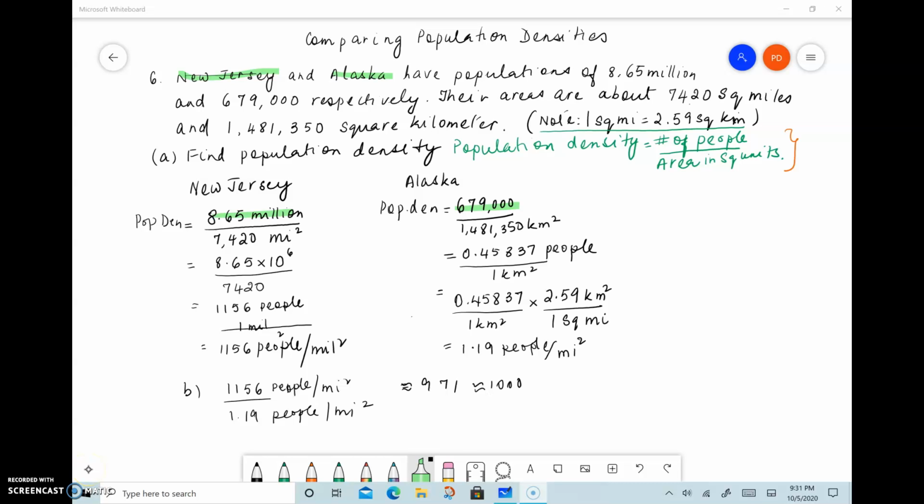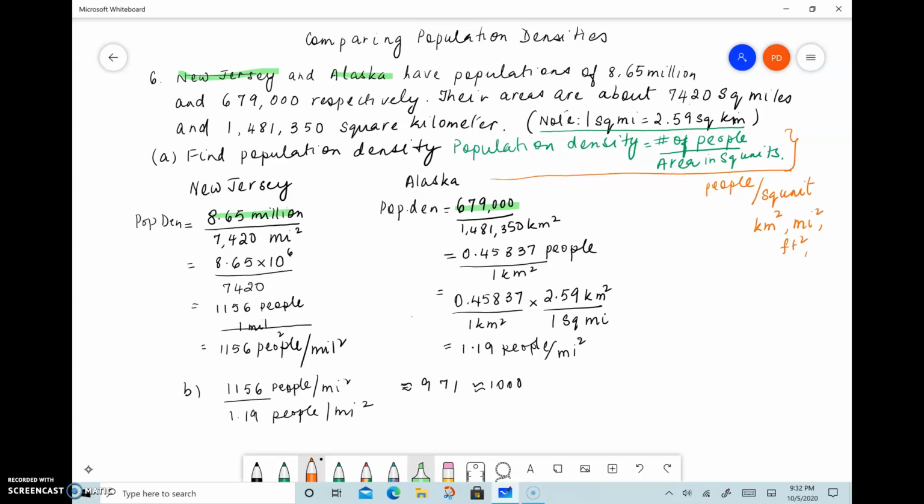In this problem, we are going to compare the population densities of two states. Now, how is population density defined? The population density is equal to the number of people over the area in square units. So this is how it's measured: people per square units, because area is in square units. An example of square units would be square kilometers, square miles, square feet, etc.